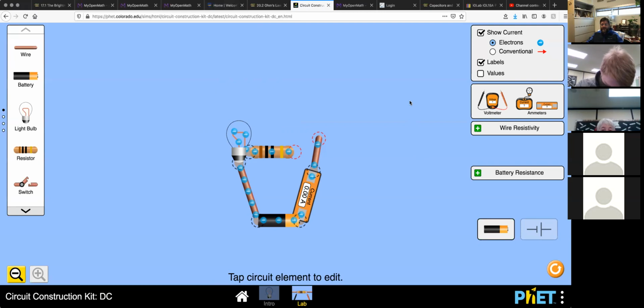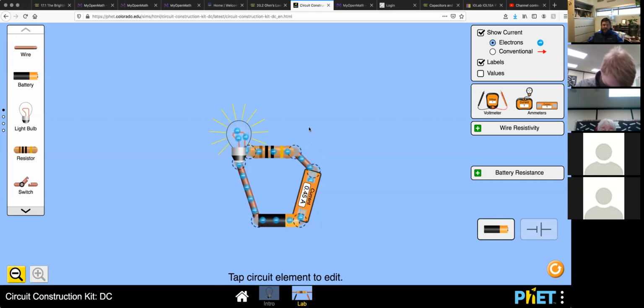I need a thumbs up or thumbs down from everybody. We've got 3 students on right now. Is the current going to go up or down if I put more resistance in here? Down. I think it's going to go down. Okay. Anybody else? Down as well. Okay. We have a consensus for down there. Let's see what happens.